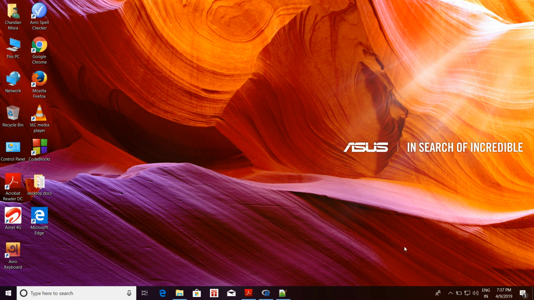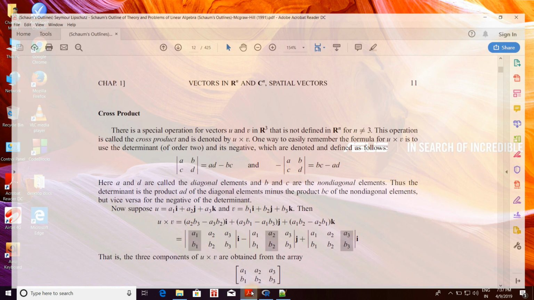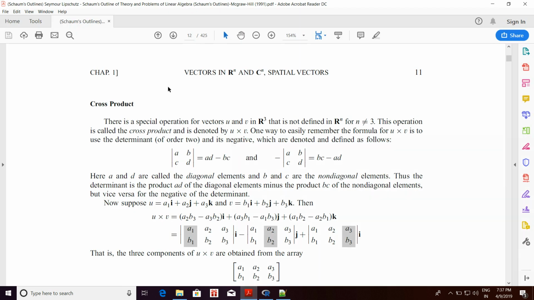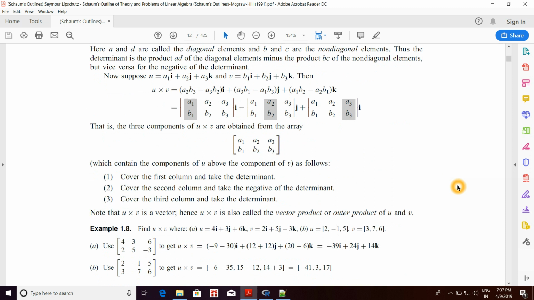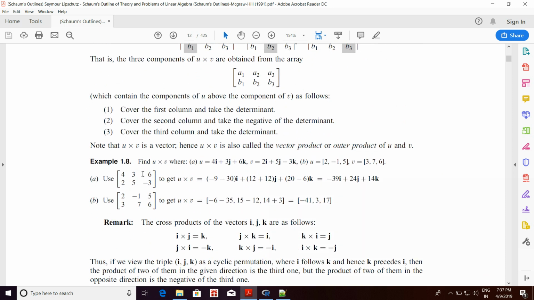Welcome to today's lecture. In today's lecture, we are going to learn how to calculate the cross product of two vectors, and we are going to solve the two problems of example 1.8.